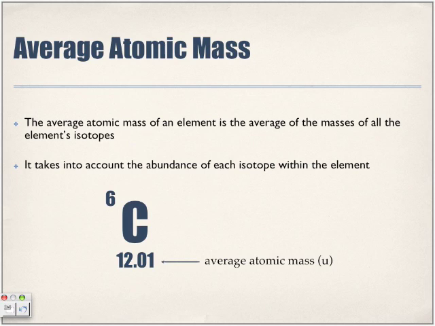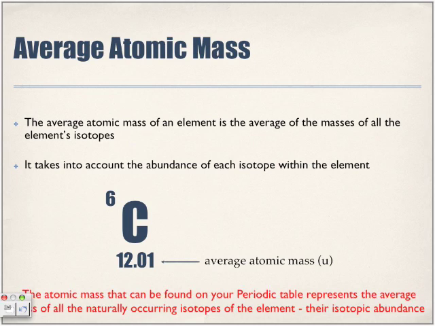This is not the chemical notation, this is the way it would appear in your periodic table, with the atomic number up at the top corner and the atomic mass at the bottom. So the atomic mass that can be found in your periodic table represents the average mass of all the naturally occurring isotopes of the element. So we're taking into consideration all these isotopic abundances. It's not just the carbon-12, but it could be the 13, it could be the 14, which means we're looking at atoms of carbon that consist of more neutrons than some of the others.